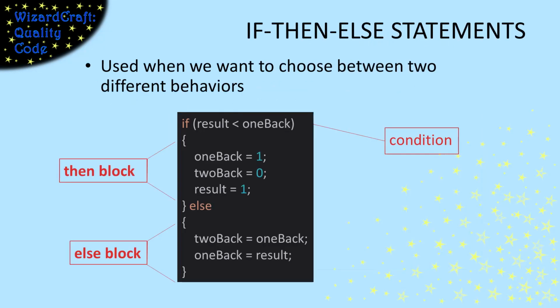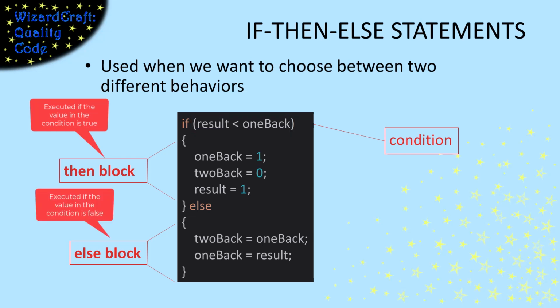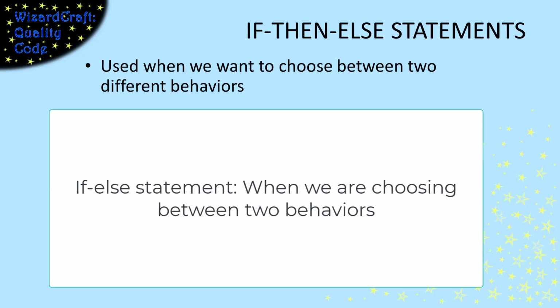If you are choosing between two behaviors, then you want an if-else statement like this. It will evaluate the condition, and if it evaluates to true, it will run the code in the then block. But if the condition is false, it will run the code in the else block. So an if-else statement is used when you are choosing between two behaviors.